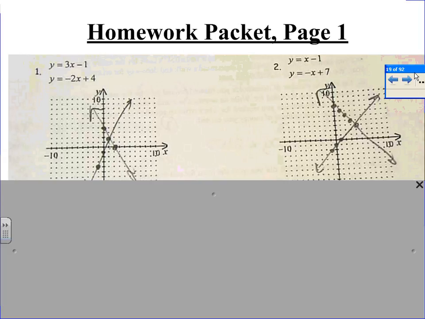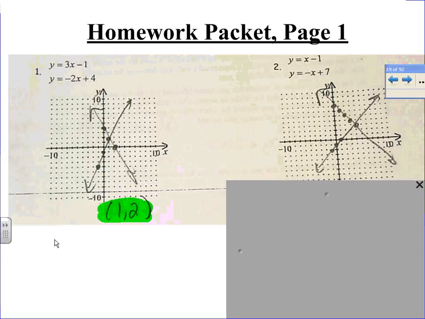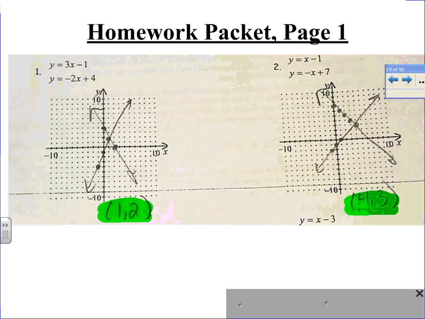Sam, what did you get for graph number 1 on page 1? Good, 1,2. Haley Waters, number 2. Good job, 4,3. If you did not have your calculator, I also graphed them by hand, so you can check. If you weren't here, please don't just write answers down. This won't take you long. I want you to make sure you know what you're doing.